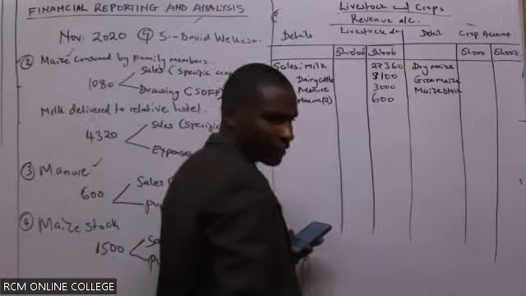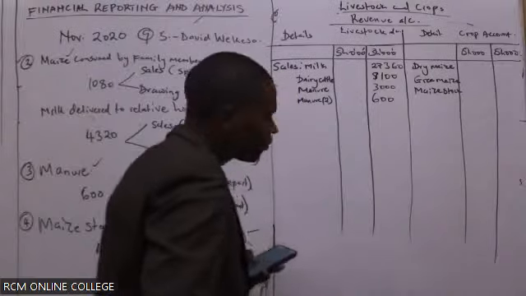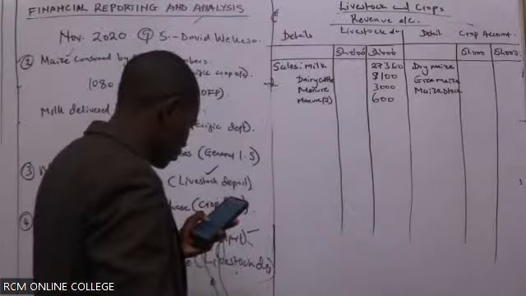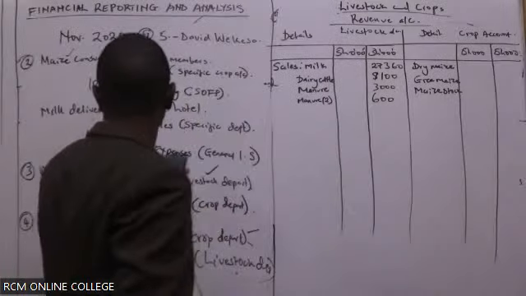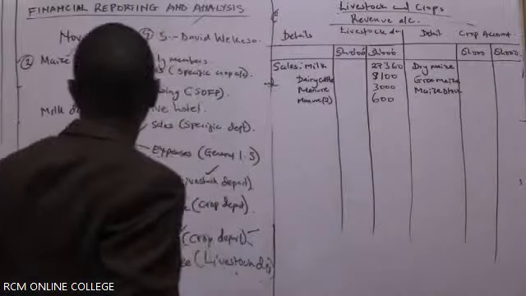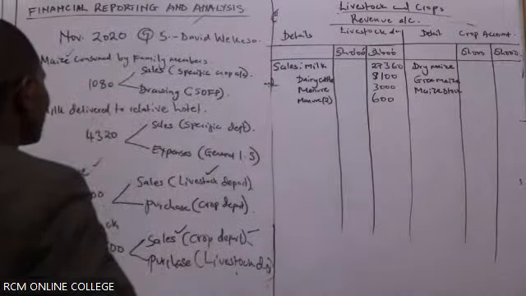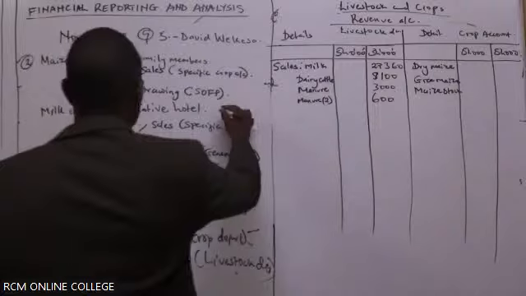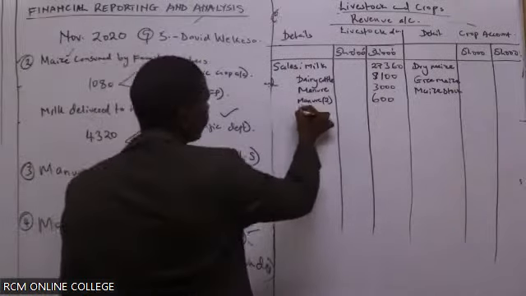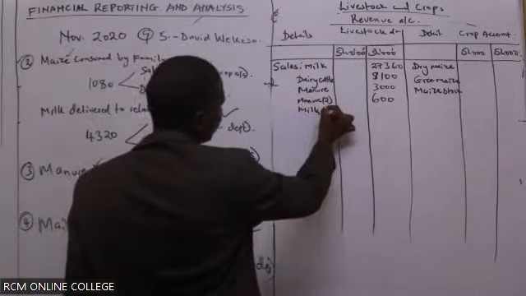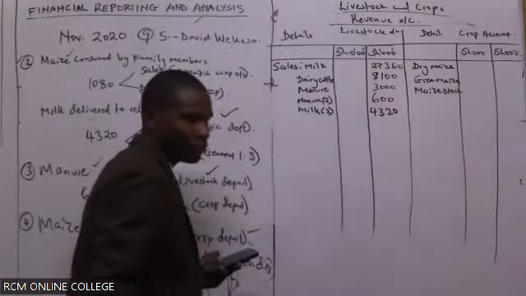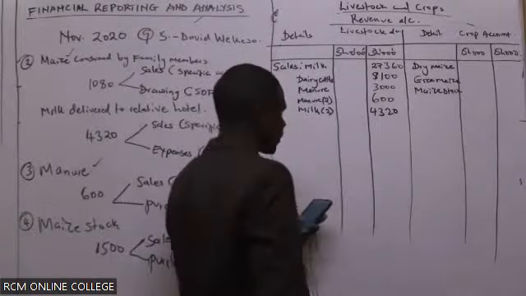Milk adjusted. Ngoja kidogo. Maggie anasema namna gani? Milk. Acha tuone kama milk ina sales specific. Milk as well. We have 4320. Yes, sales to the specific departments. Sales to the milk 2, 4320. Thank you so much. Then we go to the other side.